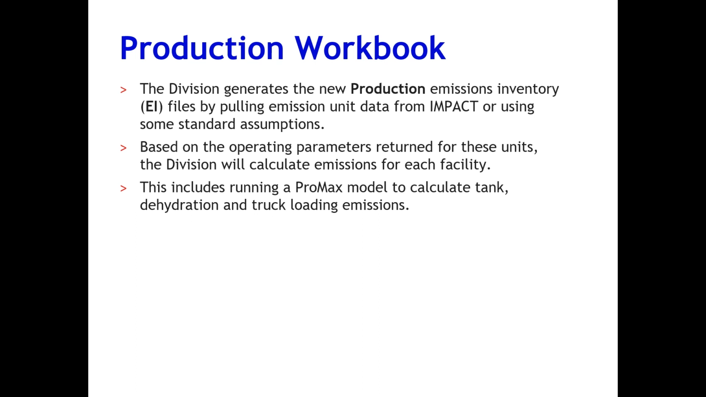So the production workbooks: the division generates the new production emission inventory, or EI, files by pulling emission unit data from impact or using some standard assumptions. Based on the operating parameters returned for these units, the division will calculate emissions for each facility. This includes running a ProMax model for the tanks, dehydration units, and truck loading emissions.